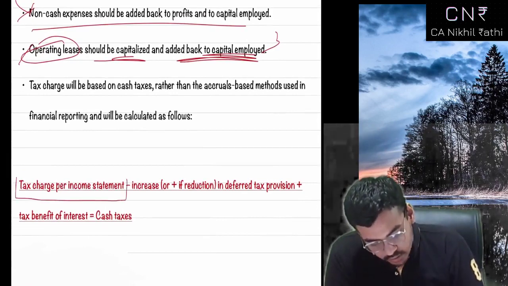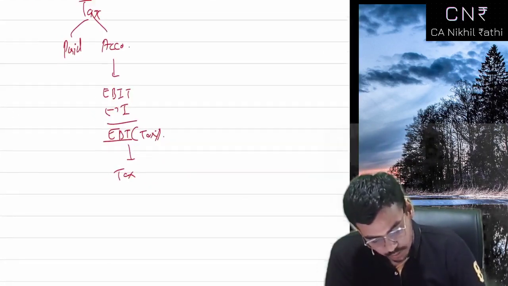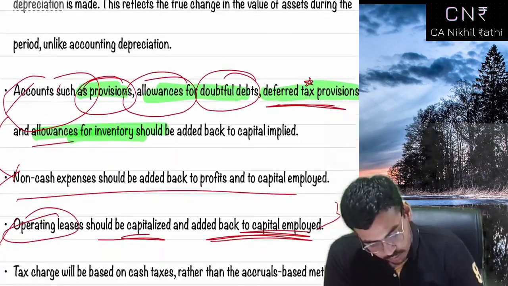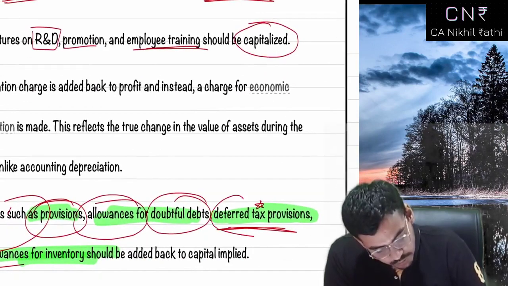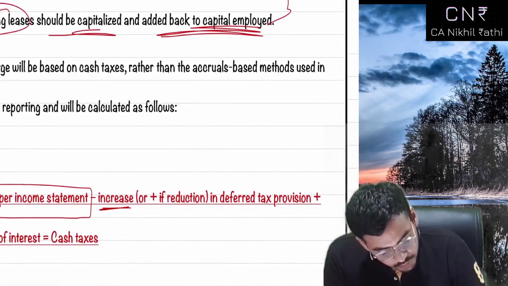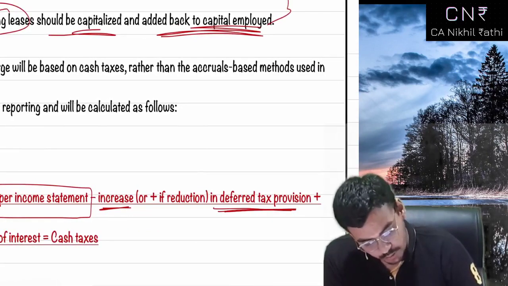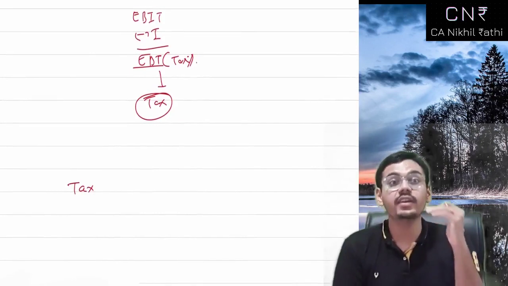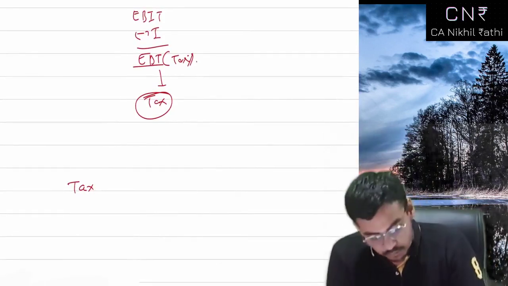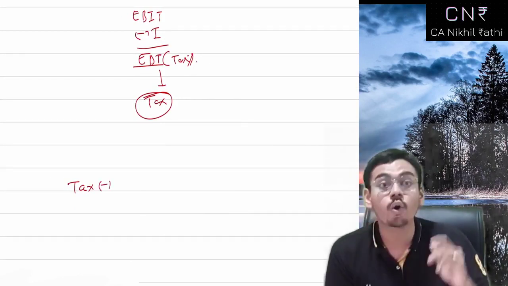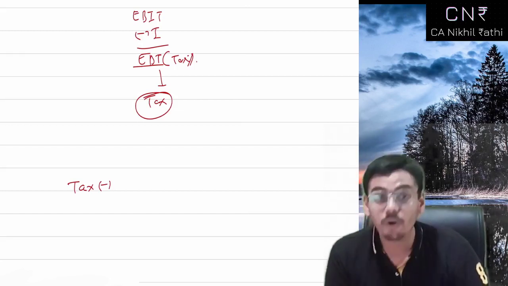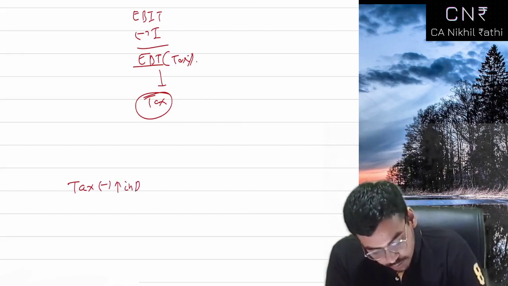The first thing is tax charge as per income statement. This is the tax. Then this is important. I specifically said I would be dealing with deferred tax provision. Here comes that provision: increase in deferred tax provision. Now understand this part. If there is an increase in the deferred tax provision, we will reduce it from our tax on accounting income. What will we reduce? Increase in deferred tax provision.